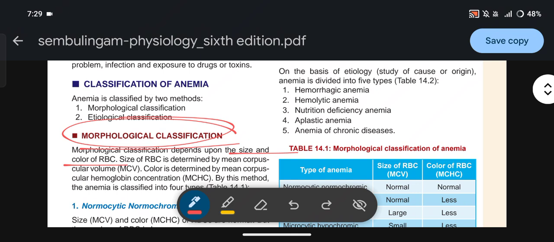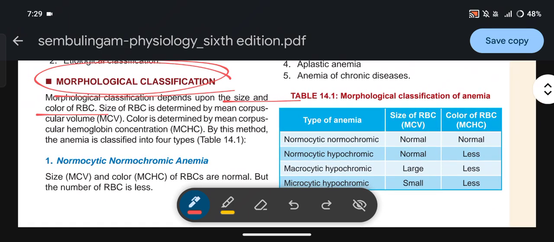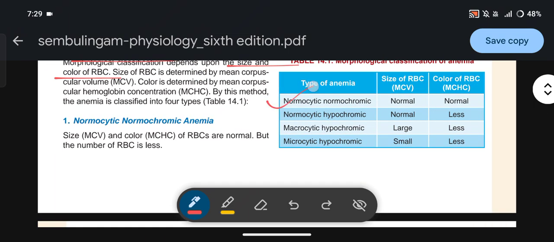Now size of RBC is determined by mean corpuscular volume or MCV, which we have already discussed in our previous videos, and the color is determined by the mean corpuscular hemoglobin concentration or MCHC. Now by this method the anemia is classified into four types. What are these four types? Here are these.